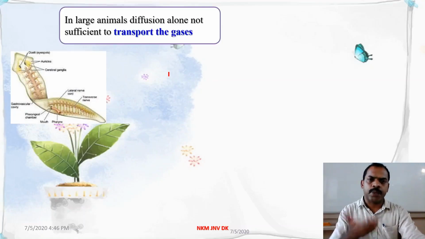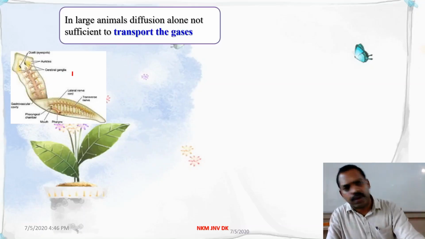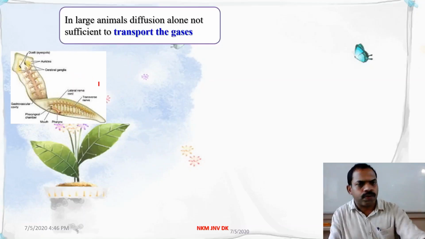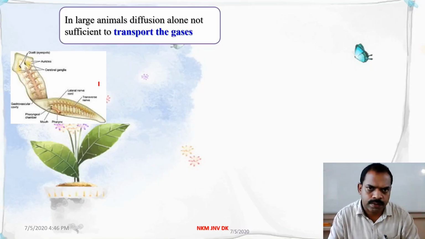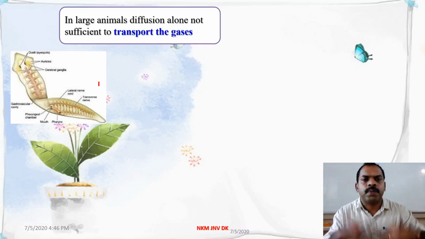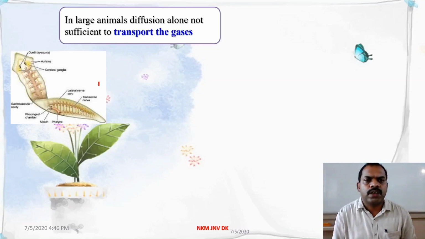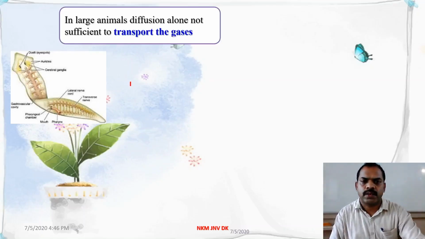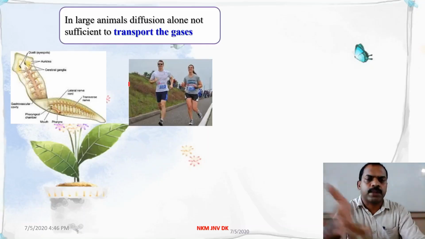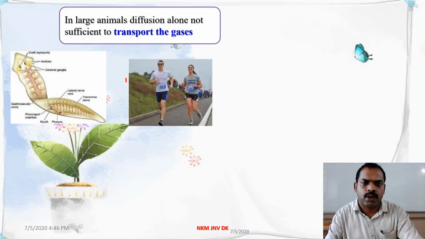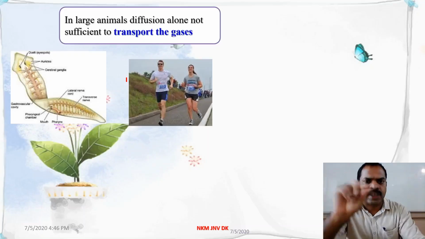Now, the smaller organisms like flatworms, you have seen that through diffusion oxygen will go into different parts of the body. When animals become bigger, diffusion alone is not sufficient to transport the gases. Then how do we transport the gas from the lungs into every cell? Because every cell requires oxygen. How do we get the oxygen to each and every cell?